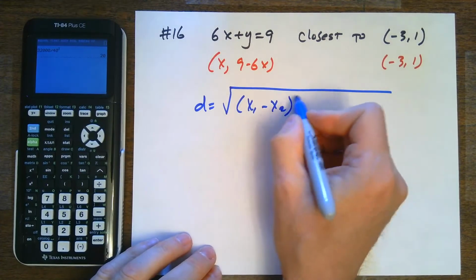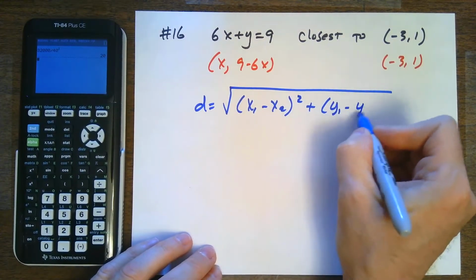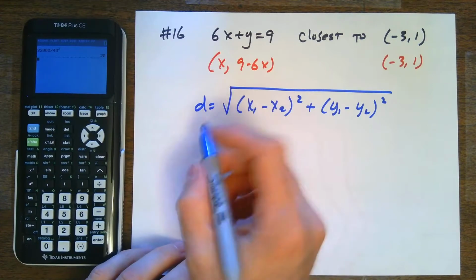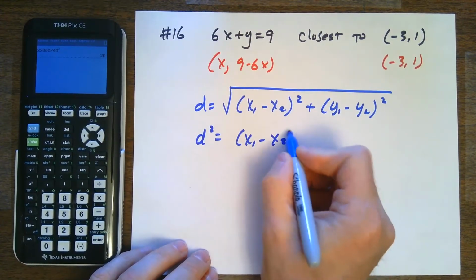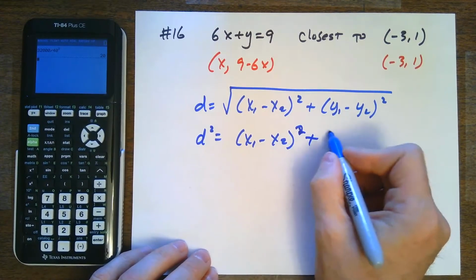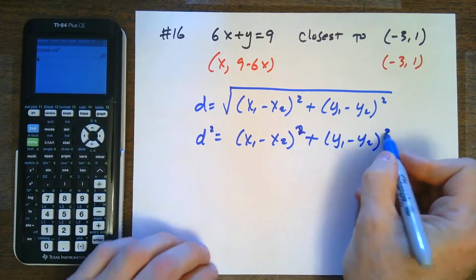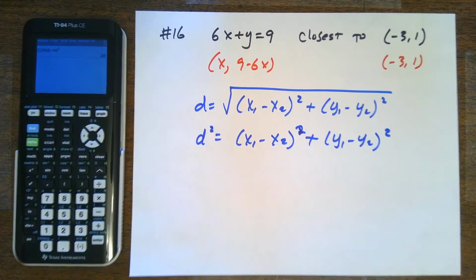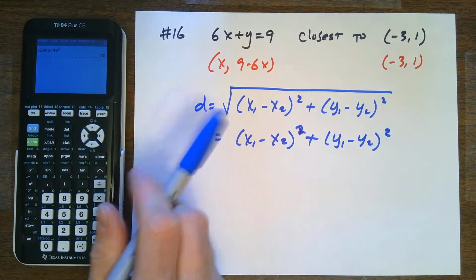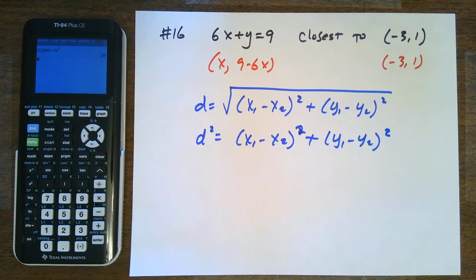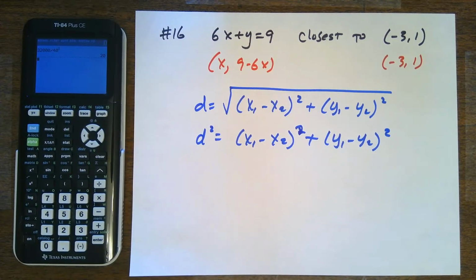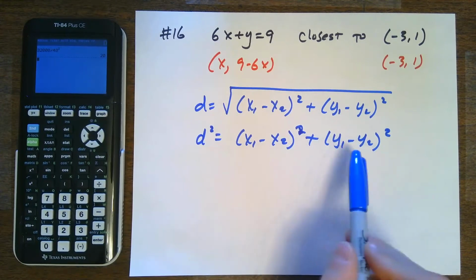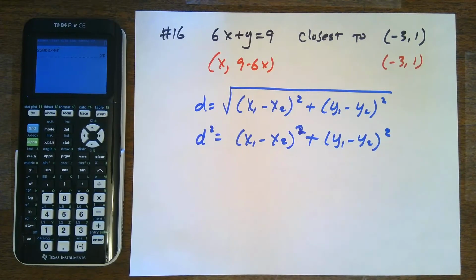The distance is the square root of x1 minus x2 squared plus y1 minus y2 squared. And if I square both sides, I get the distance squared is x1 minus x2 squared plus y1 minus y2 squared. And I'm going to minimize this distance here in a moment. Well, it doesn't matter if I've got distance or distance squared. The minimum distance is going to be where the minimum distance squared is. It's really the same thing. So don't get hung up on this when we take the derivative in a moment. The important part is, how do I get rid of all of these things here?